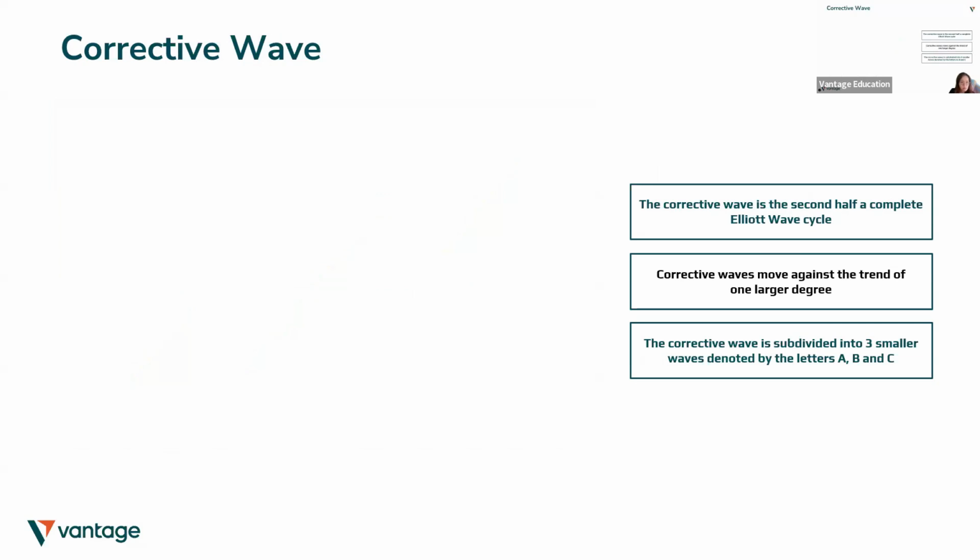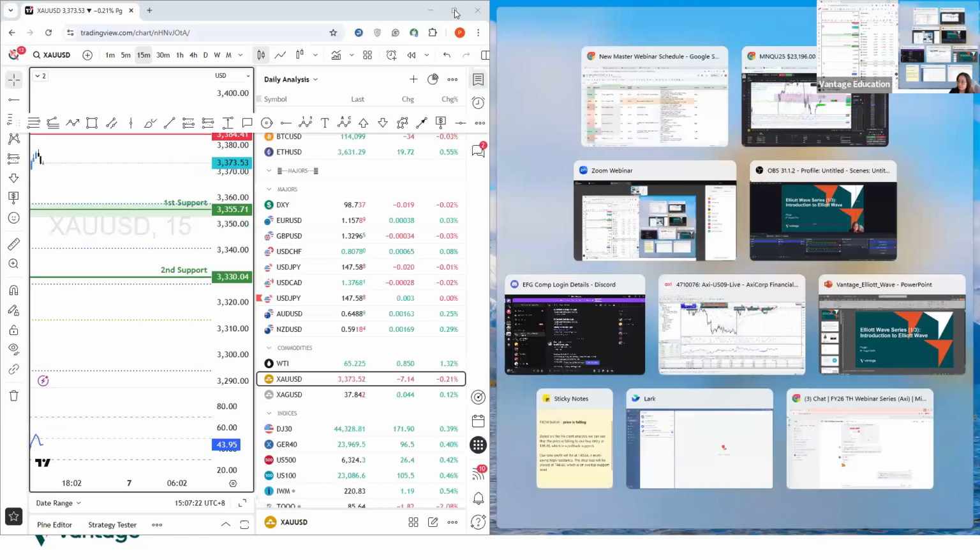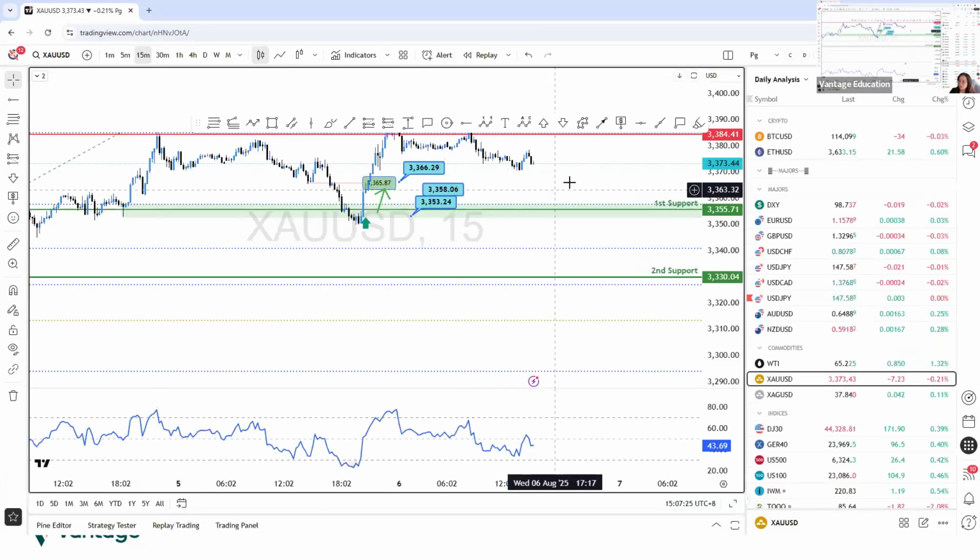TradingView? Maybe right here. Okay, maybe right here.